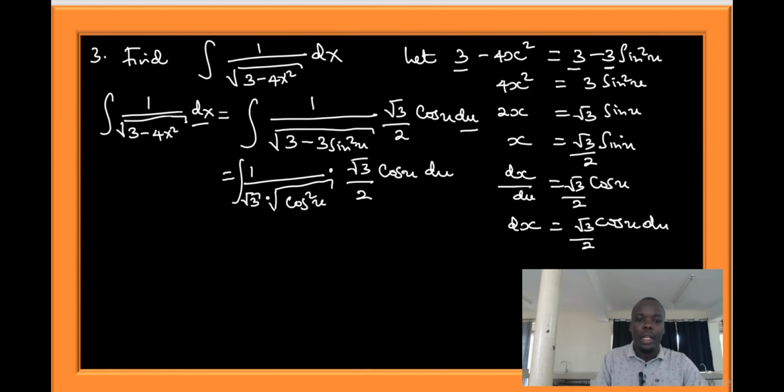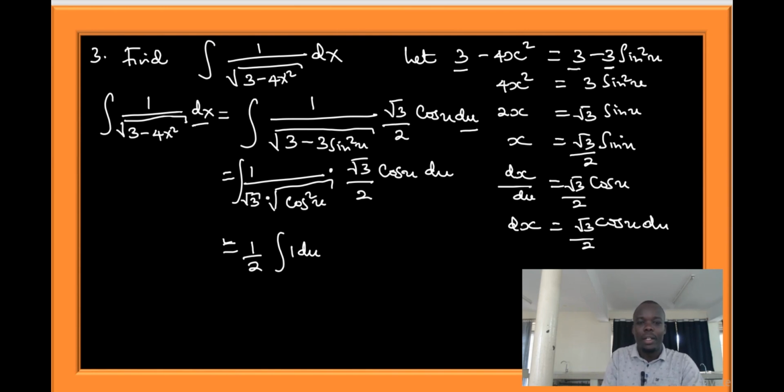So from there, root 3 can cancel with root 3. We shall now have a half outside the integral sign. And once you have a half, cos u will cancel with cos u that we obtained from square root of cos squared of u. So that we have a half integral of 1 du. And that means if you integrate this, it will be a half u plus a constant.